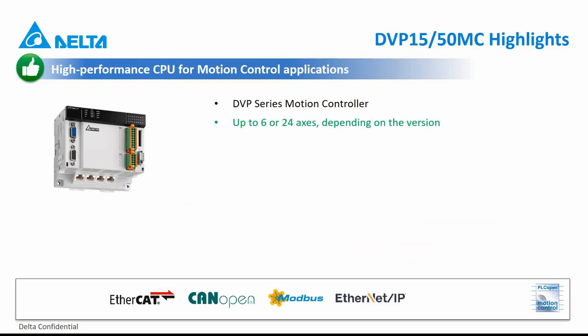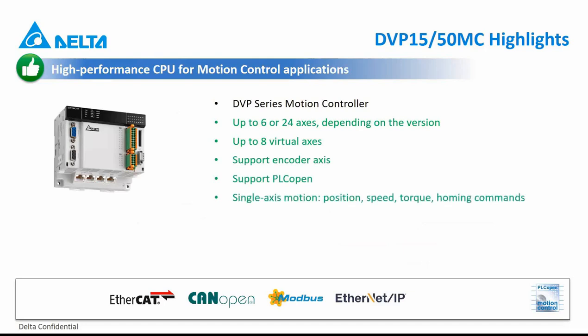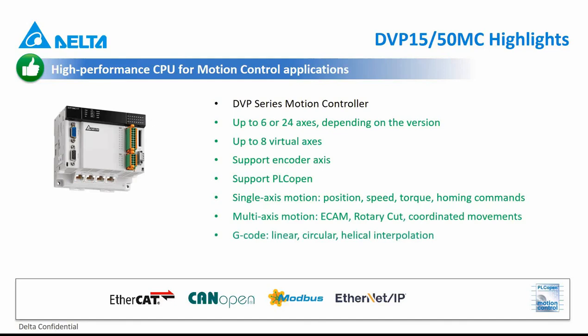What is next? Depending on the version, it can support up to 16 or 24 axes, and both can support up to 8 additional virtual axes. Support encoder axis, support PLCopen function blocks, and for single axis motion you can control the position, speed, torque, and homing commands. For multi-axis you can use ECAM function blocks, rotary cutter applications, and coordinated movements. And for G-code you can use linear, circular, and helical interpolation.